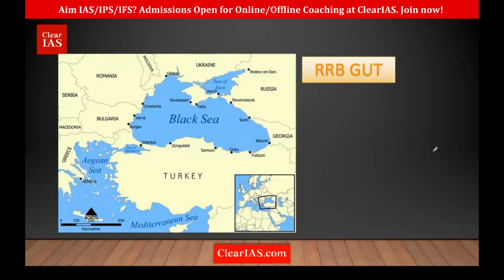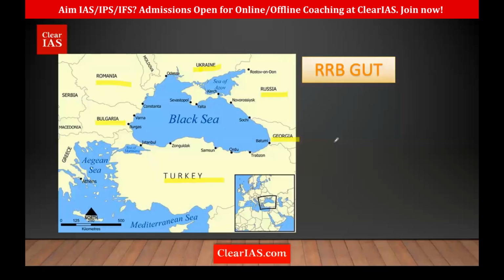Okay. So there's one word I want you to remember. It's RRB gut. So Black Sea has a gut feeling. That's RRB and gut. RRB is Russia, Romania, Bulgaria. And gut is what? Georgia. That is Georgia. Georgia, Ukraine, and Turkey. RRB gut.